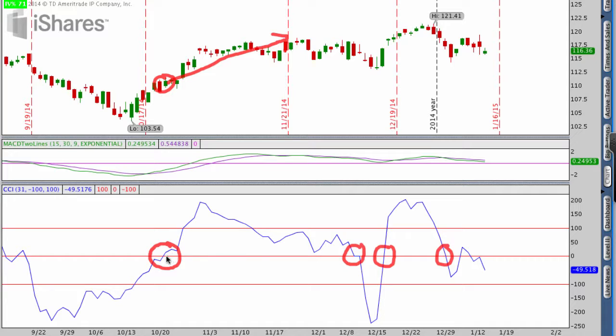And it's not all about being overbought or oversold. So just because CCI gets to extremes does not mean that creates an opportunity necessarily to buy or sell. So that's one difference with CCI as opposed to some other indicators is that it's not about being overbought or oversold. It's about crossing that 0 barrier.